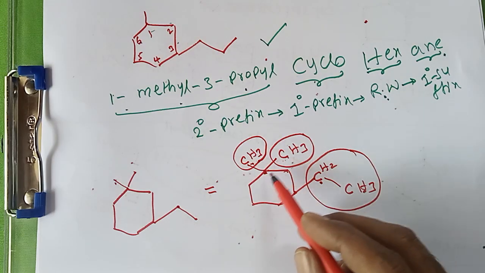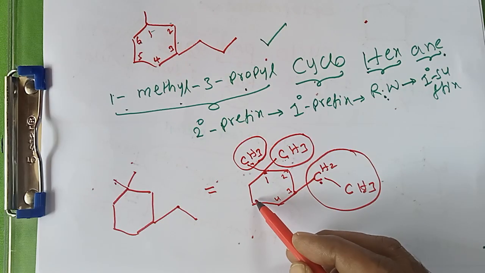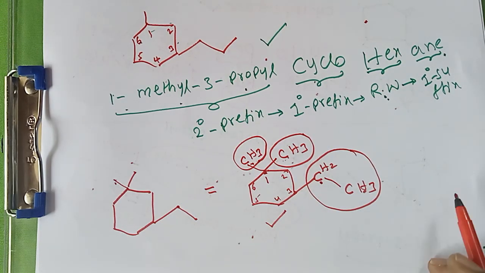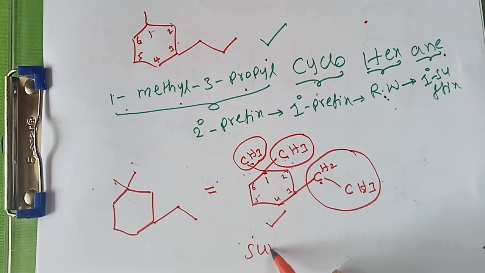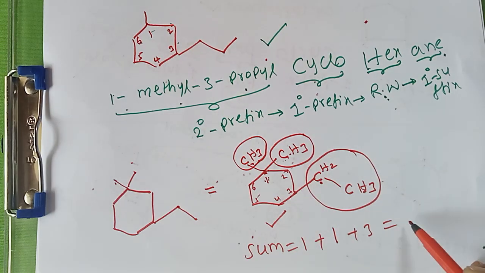Here there are 2 methyl groups at the carbon. That's why 1, 2, 3, 4, 5, 6 is the correct numbering. Because according to the sum, what is the sum value for this numbering? This methyl at the first carbon, this methyl at the first carbon, so 1 plus 1, plus this ethyl at the third carbon, 3. So the total is 5.